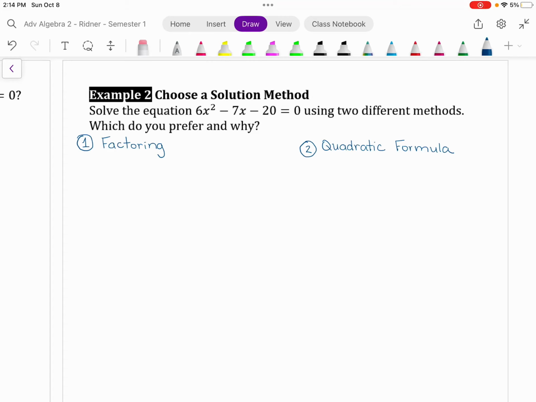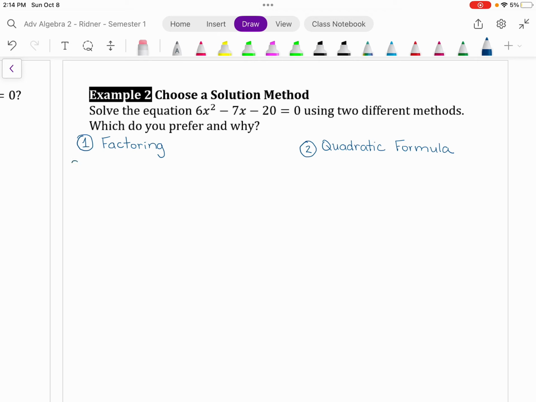All right, this example is lengthy just because it's basically two problems in one. It says solve the equation using two different methods, and which do you prefer and why? On the video, I'm going to show you factoring and quadratic formula. So think 2-3 and this one right here. But you could also do completing the square. So I'll leave that on the next slide so that you can see what completing the square is, and then which do you prefer and why.